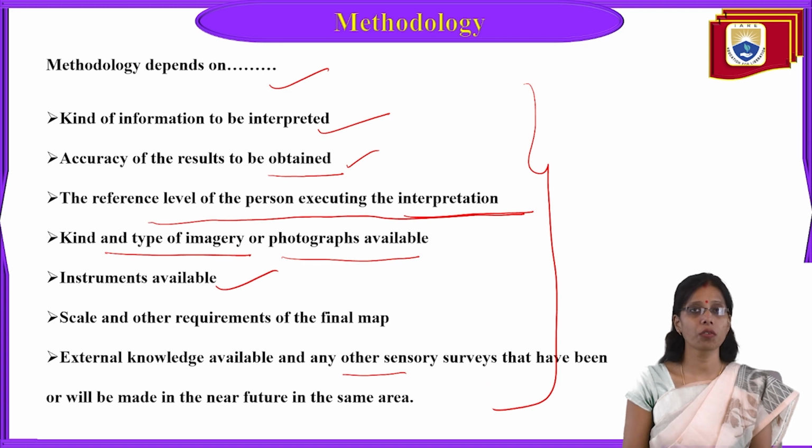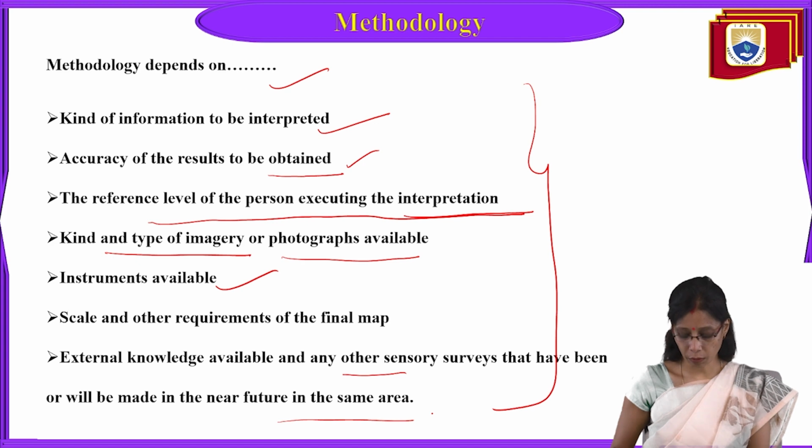So before we go for the interpretation technique, first of all we should know what kind of information we are going to take out and how accurate it is. And third thing, we have to see the level of the person executing the interpretation, and what kind of imagery and photographs are available, what kind of instruments are available, what scales are available, and what external knowledge is available, and any other sensory surveys made or to be made in the near future in the same area.